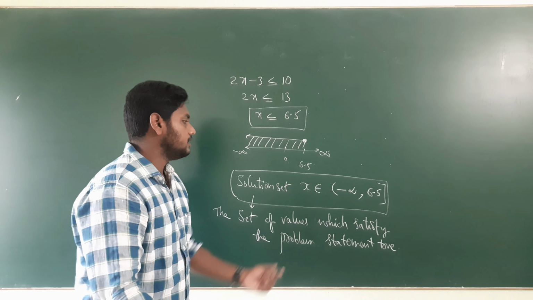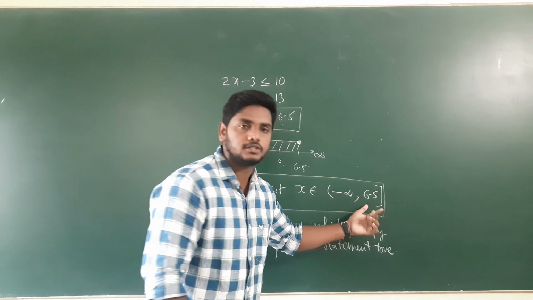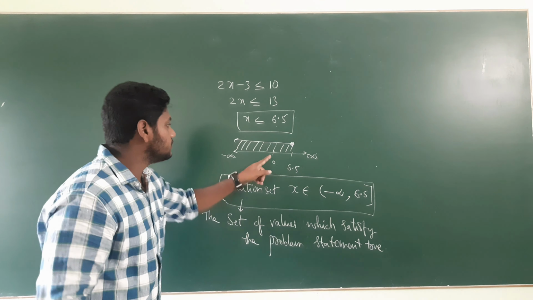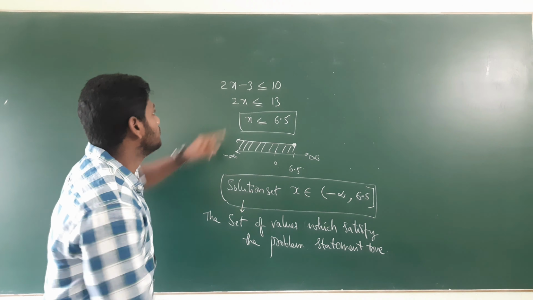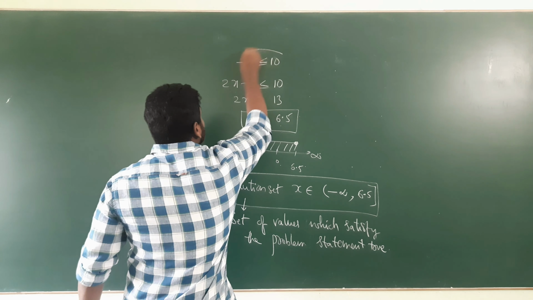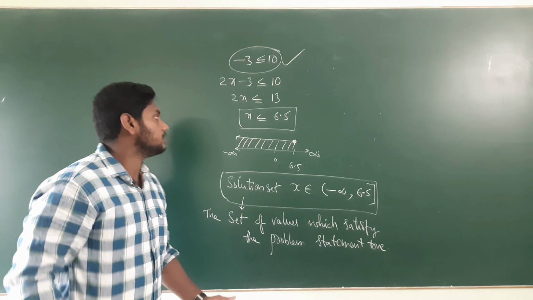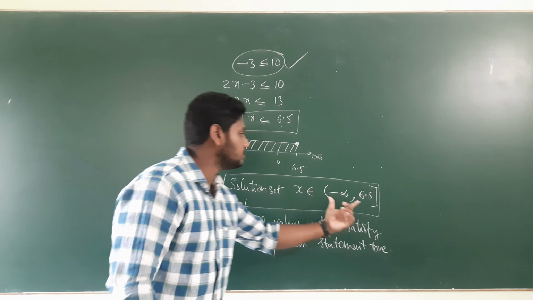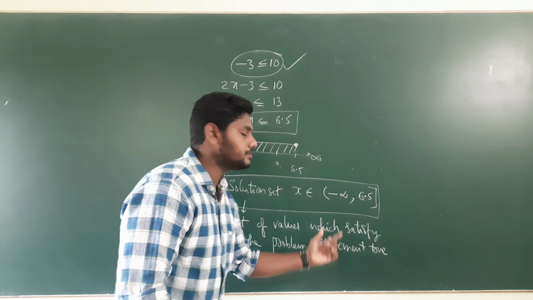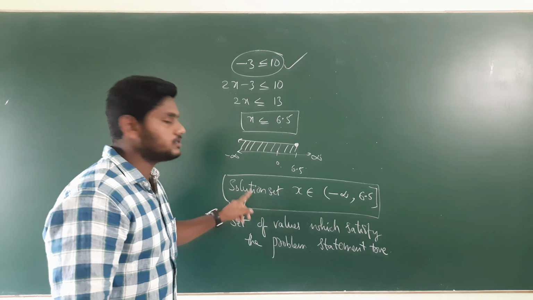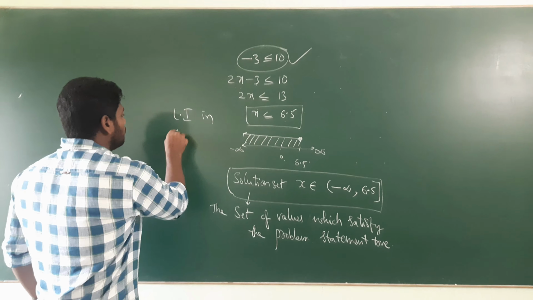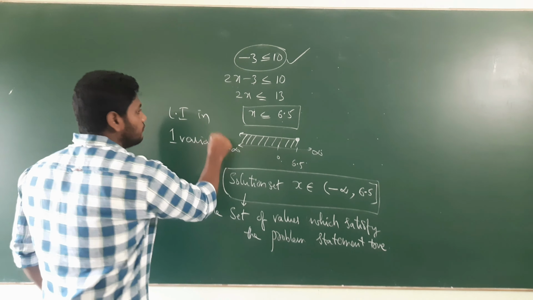For example, if you take any number between minus infinity and 6.5, for example 0, substitute 0 here: 2 into 0 is 0, 0 minus 3 is minus 3, which is less than or equal to 10, true or not, right? That means the solution set is the set of values in that interval which makes the problem statement true. So that we consider as the solution set. This is when it comes to linear inequality in one variable, right? Linear inequality in one variable.